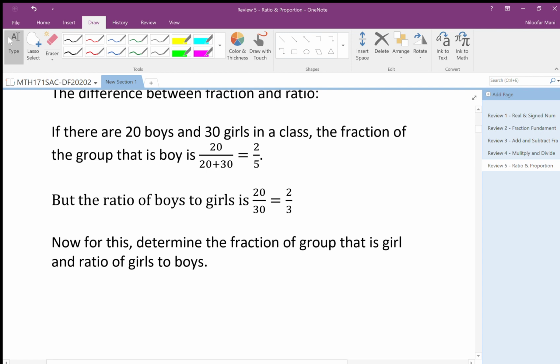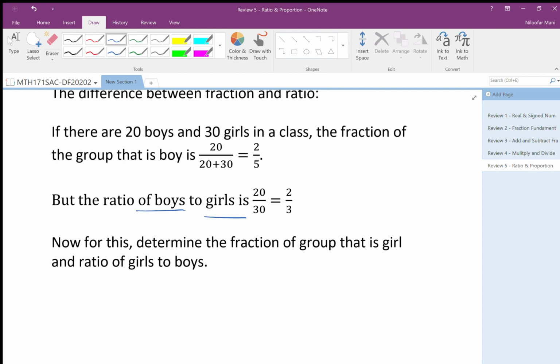Now it says, what is the ratio of boys to girls? Here I'm comparing number of boys to number of girls. Maybe I compare number of boys to number of total. Doesn't matter. That's still a comparison and that's still a ratio. That's also possible. Ratio of boys to girls is 20 to 30. Now, you learn. When I talk about ratio, I have to say what to what. But if I say fraction, you know part over total.